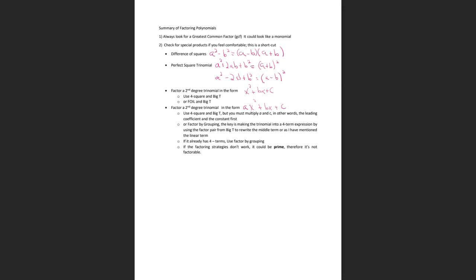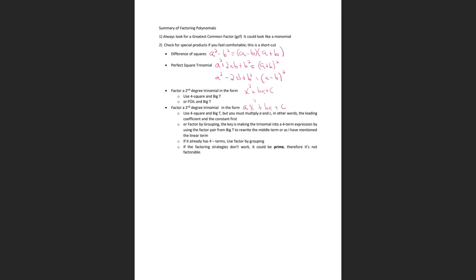This page here basically just highlights the strategies before us. So in factoring polynomials, step 1, always look for the GCF. It could look like a monomial. Step 2, check for special products if you feel comfortable. This is a shortcut. So remember, if it's a difference of squares, the only way it's going to factor is this a minus b and this a plus b. If it's a perfect square trinomial, remember that's one that you have to do the 3-step test. And if it passes all 3 tests, that gives you this a plus b squared.